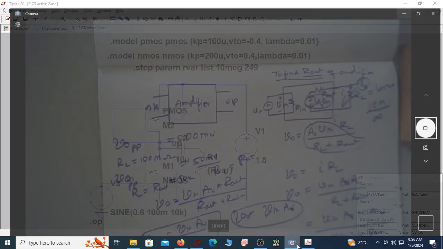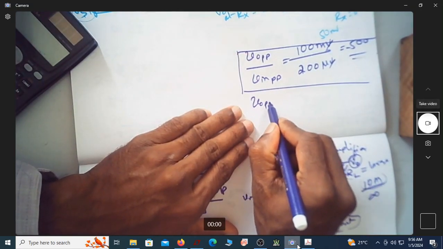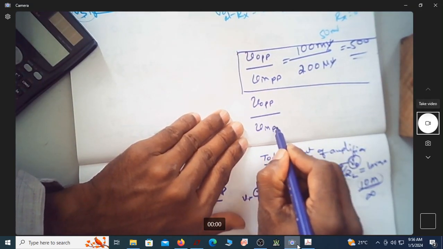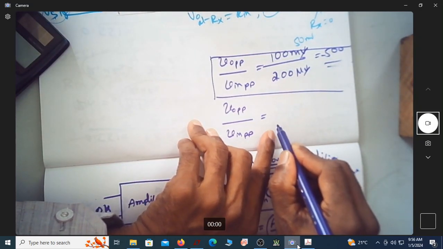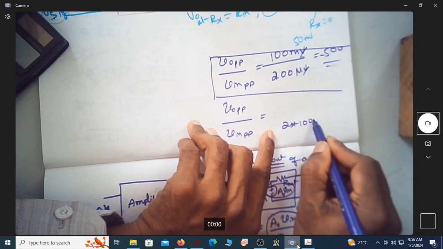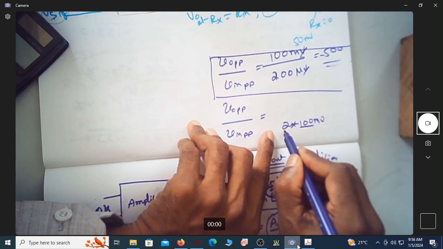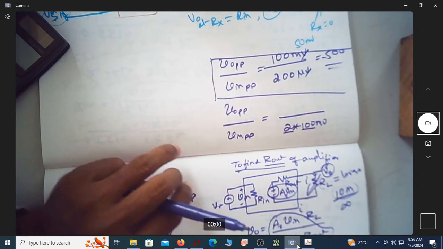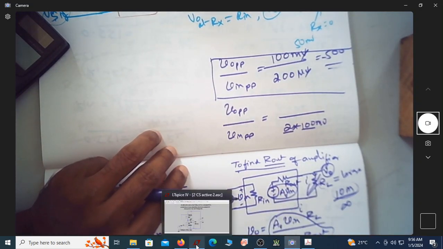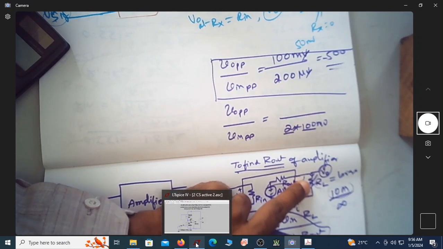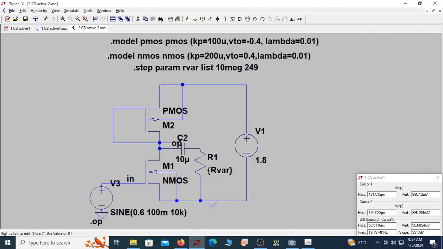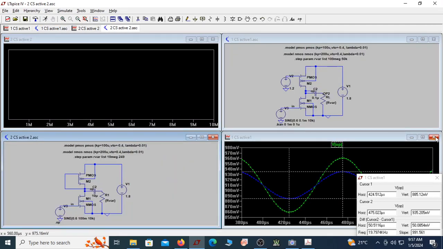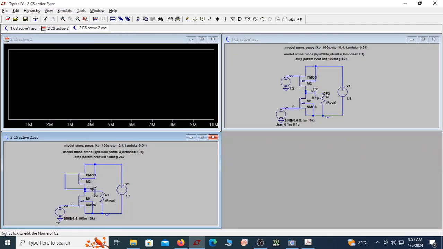So let us find out what it is for the second circuit. We are looking at V out peak to peak by V in peak to peak. V in peak to peak is actually 2 times 100 millivolt. This 100 millivolt is the peak, and this 2 times is peak to peak. Let us find out the peak to peak of the output voltage when this RL is very large, because the first value of RL is 10 megaohm. So let me run this. Let me remove all this.